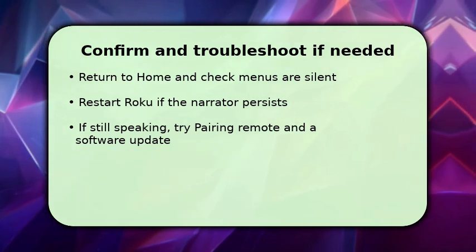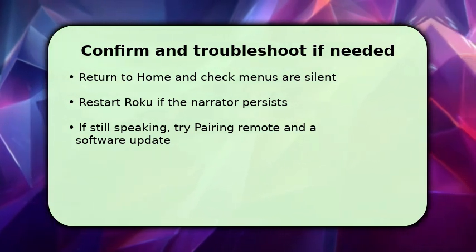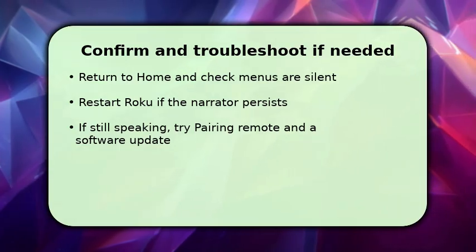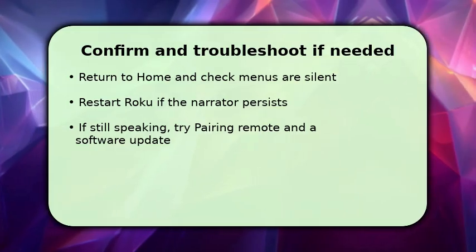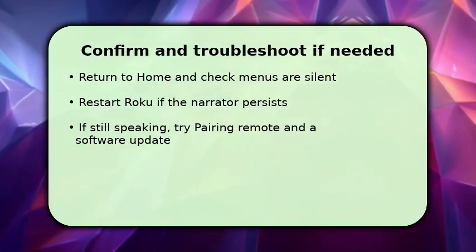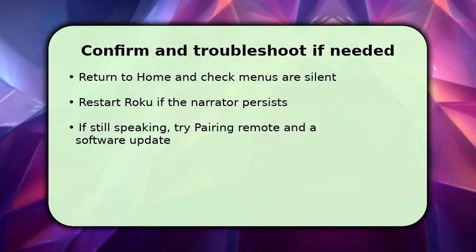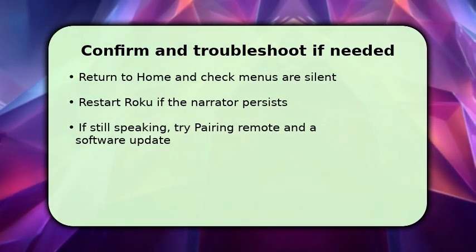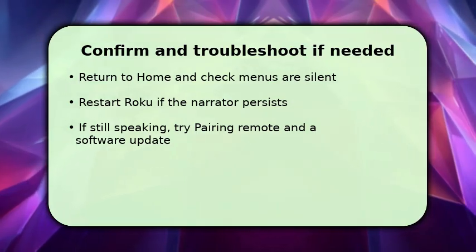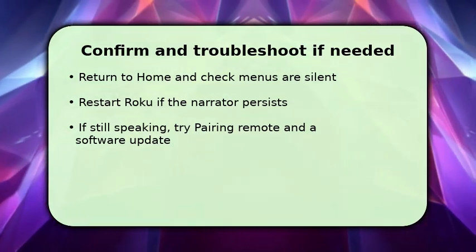If speech continues, restart the Roku device because settings sometimes need a reboot to apply. Make sure the remote is paired correctly, and if problems continue, check for a system update. Outdated firmware can re-enable accessibility behaviors. One key troubleshooting tip: if updates and restart fail, unpair and repair your remote before repeating the voice guide toggle.